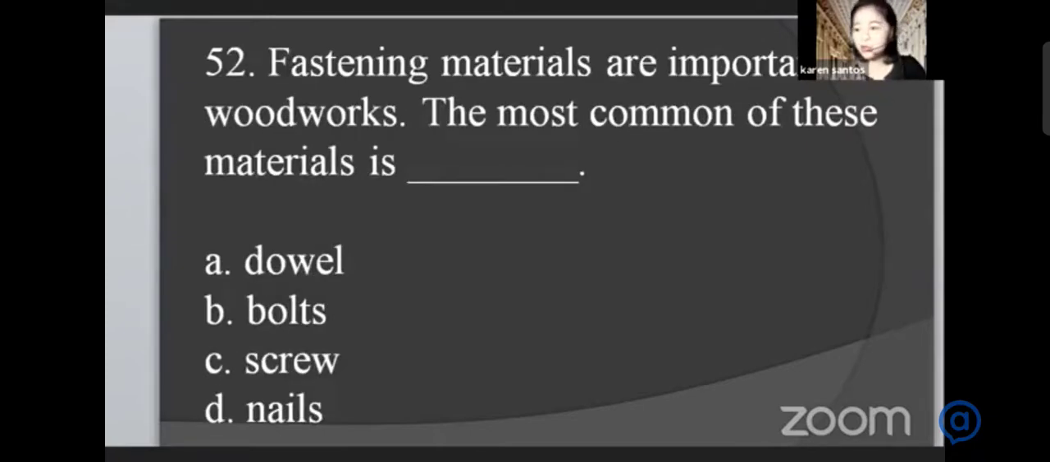Okay, for the next question. Fastening materials are important in woodworks. The most common of these materials is: A. Dowel, B. Bolts, C. Screw, D. Nails. Again, fastening materials are important in woodworks, and the most common of these materials is A. Dowel, B. Bolts, C. Screw, D. Nails.